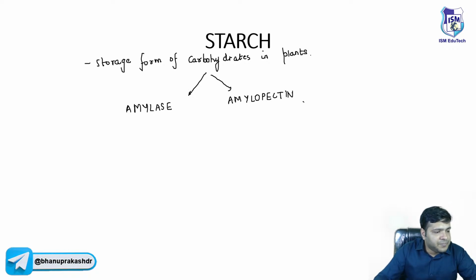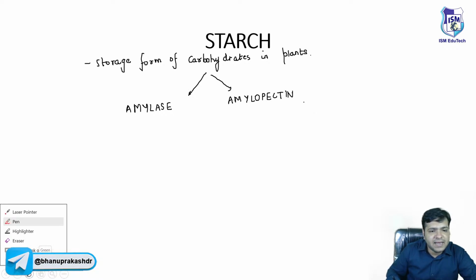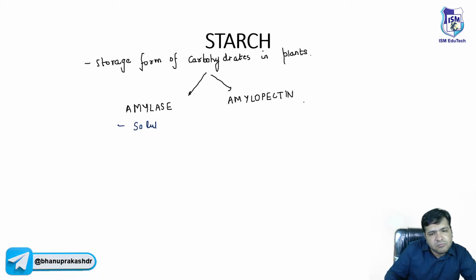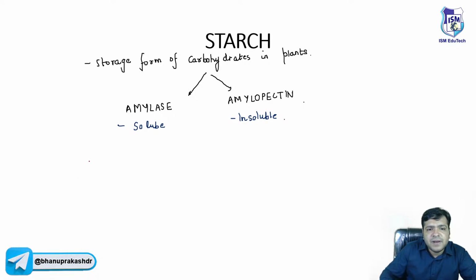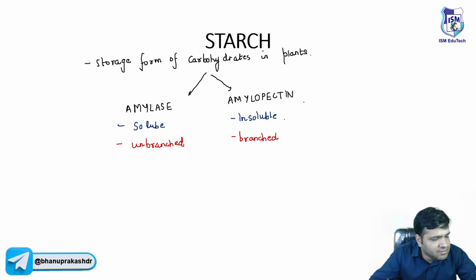Can anyone tell me what is the difference between amylose and amylopectin? Remember, amylose is soluble. Amylopectin is insoluble. Amylose is unbranched, and amylopectin is branched.